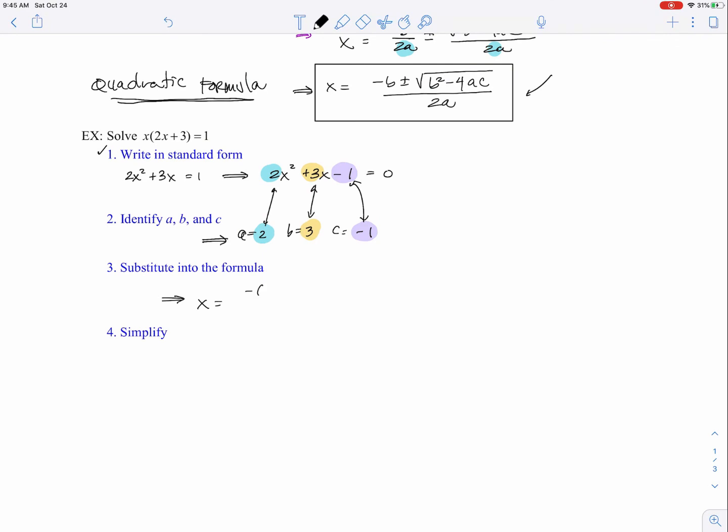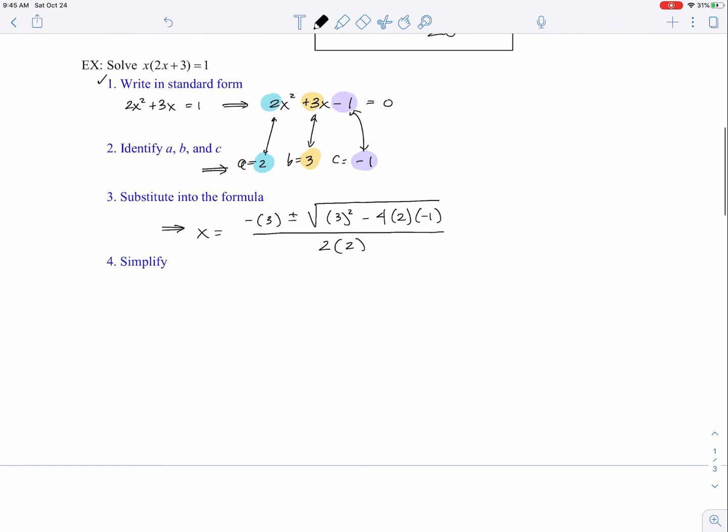And once we identify that, we can substitute that information into the formula, which says that x is equal to negative the b value, which is 3, plus or minus the square root of the b value squared minus 4 times the a value, which is 2, times the c value, which is negative 1, all divided by 2 times the a value, which is 2. So those are my answers, and now all we have to do is simplify it.